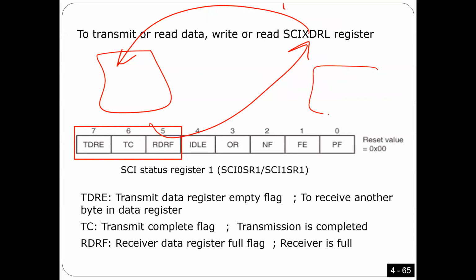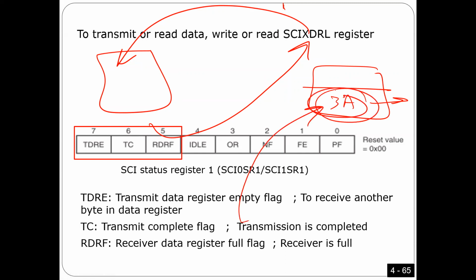For example, look here, guys. This is the transmitter. I already gave it some value, like 3A, to transmit. I should not write a new value until I make sure the transmission of this one is done. You understand what I'm saying? So number one, I write a value, and then I have to wait until this value is transmitted, and then I can give another value.